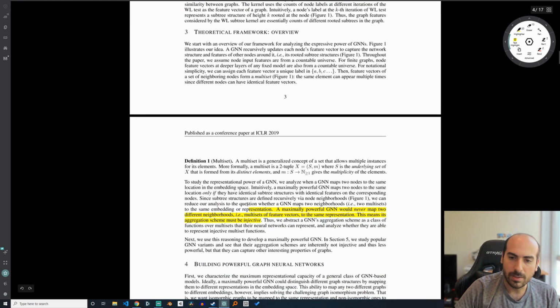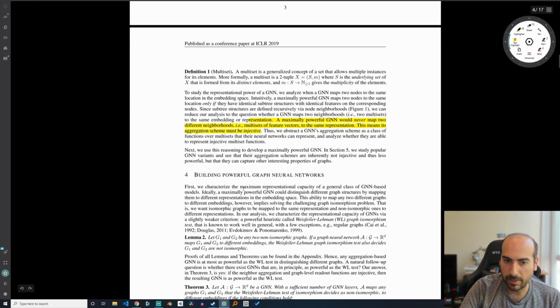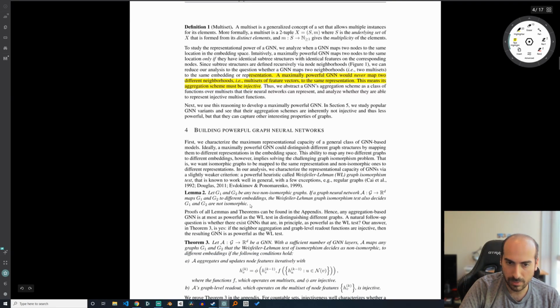Oh, I see. So this gives them the argument by which they're going to say whether two graphs are similar: they keep looking at the mappings of neighborhoods, and if they differ, then the graphs are indeed different. First we characterize the maximum representational capacity of a general class of GNN-based models. Let G1 and G2 be two non-isomorphic graphs. If a graph neural network maps G1 and G2 to different embeddings, the Weisfeiler-Lehman graph isomorphism test also decides that G1 and G2 are not isomorphic.